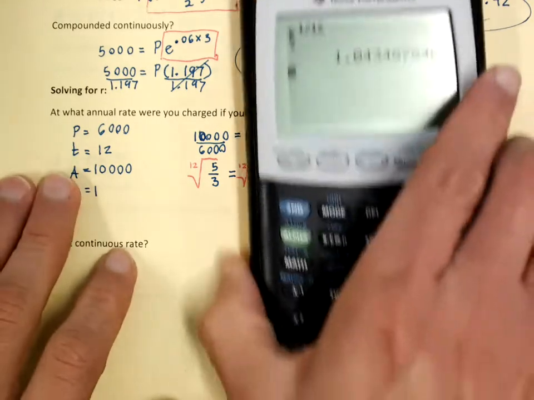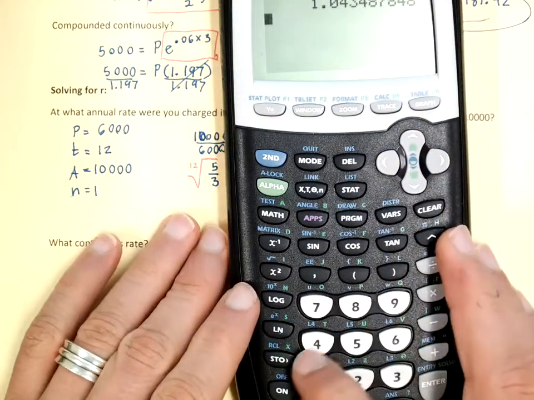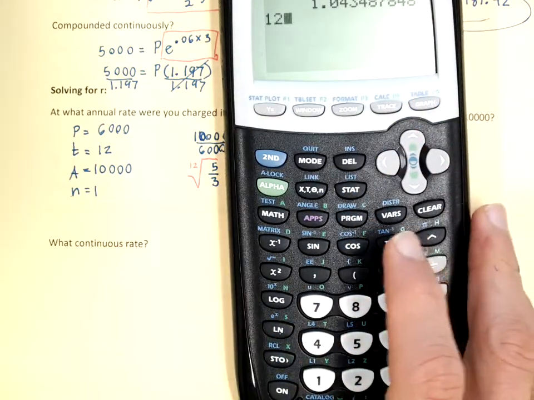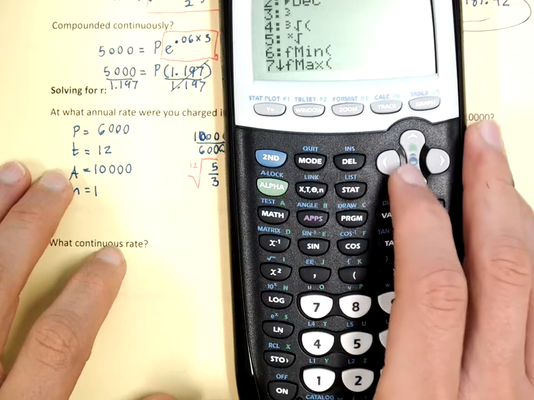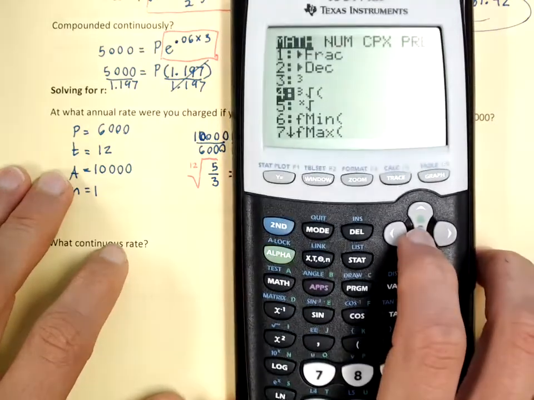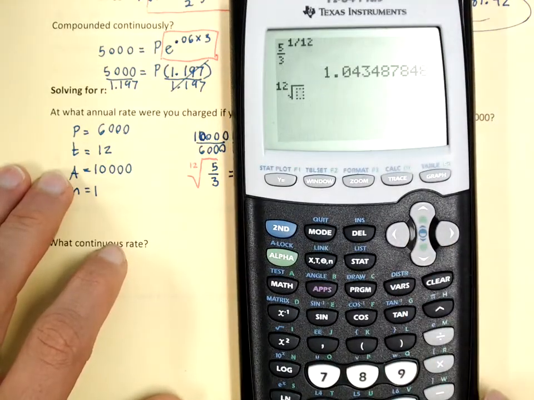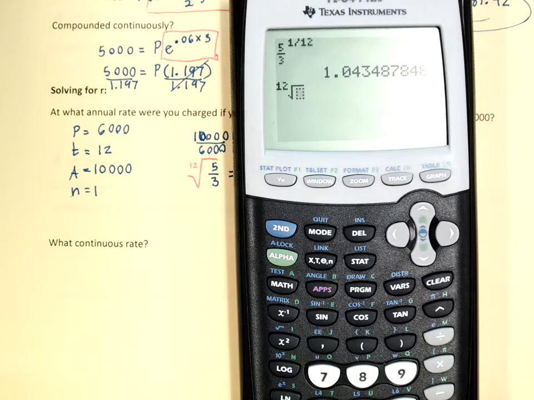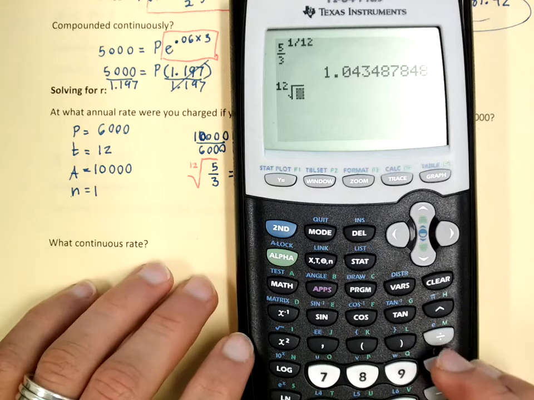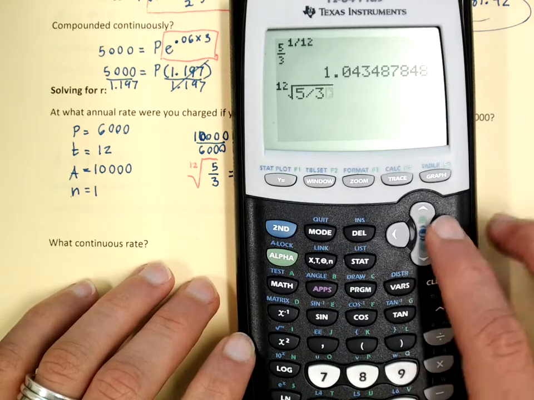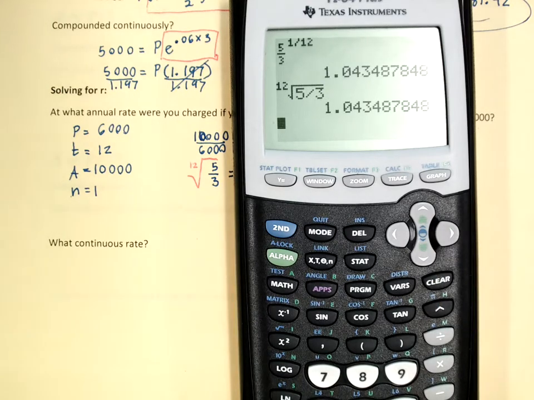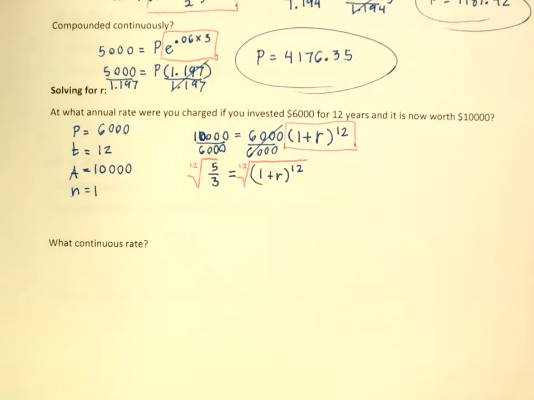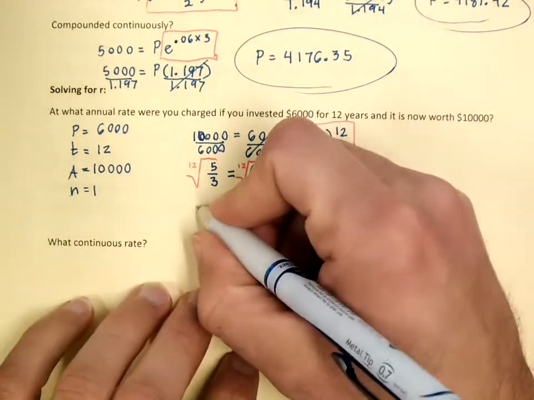If you want to put the root on there, press 12, because it's going to be the 12th root. Go to math, and then go to option number 5. Again, press 12, go to math and number 5, and that should get you there. This one I don't really need parentheses, so it should give me the same thing. Either way, however you do it, doesn't matter.